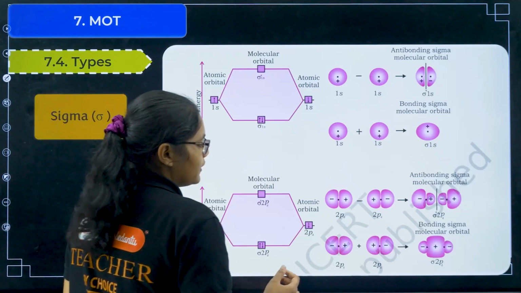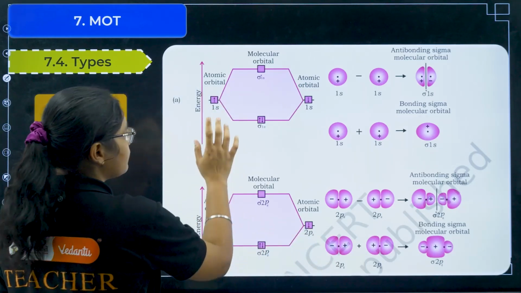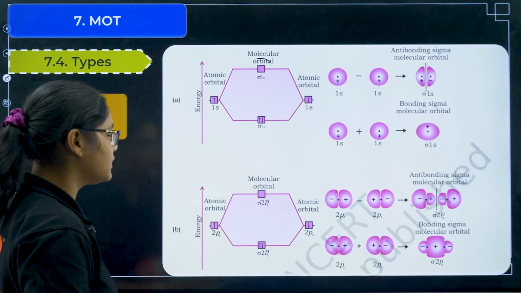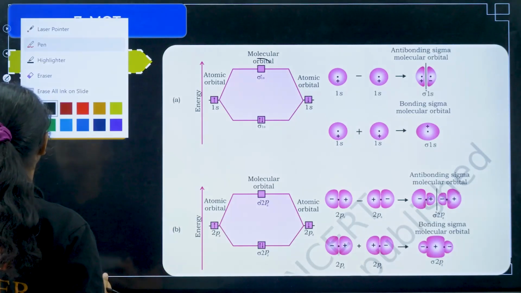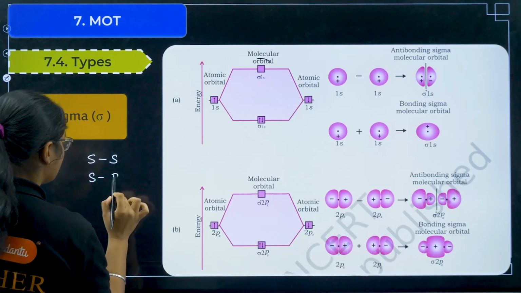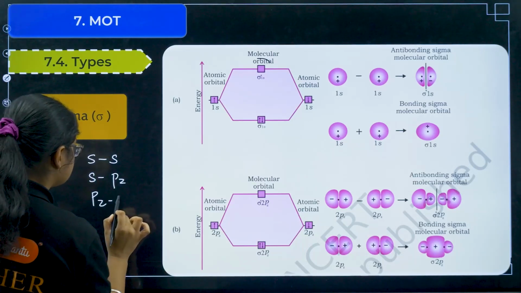Okay. Next, if you have 1s and 1s, they will also form sigma bond and sigma star bond. So whatever we have seen there, sigma bonds were formed by what? S-S overlapping, S-Pz overlapping, Pz-Pz overlapping.